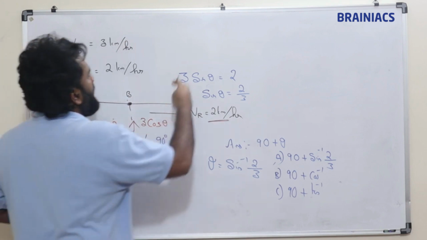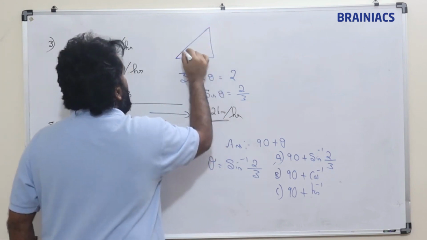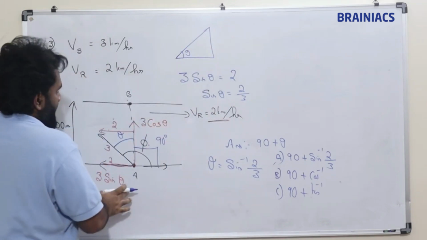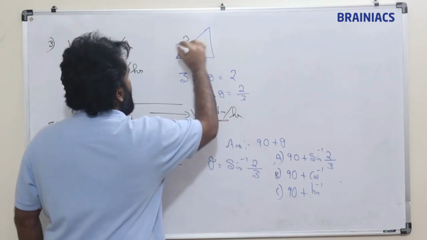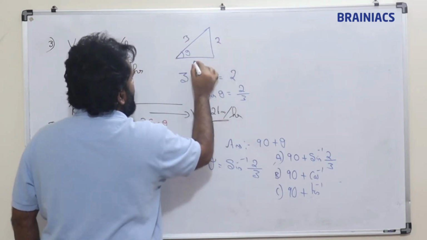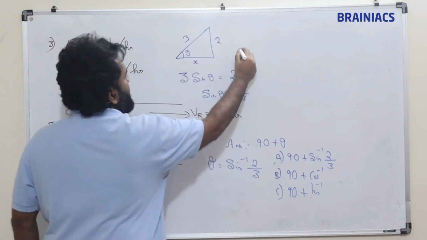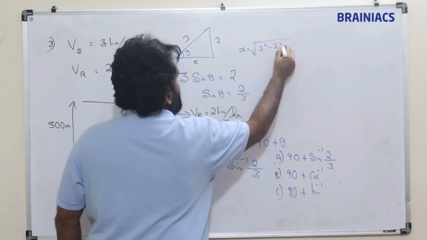If we put theta here, and this hypotenuse is 3 and the opposite side is 2, then we can find this adjacent side. The adjacent side can be found as root of 3 square minus 2 square.